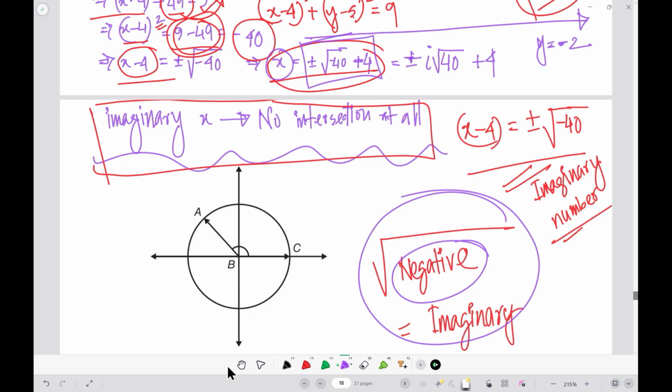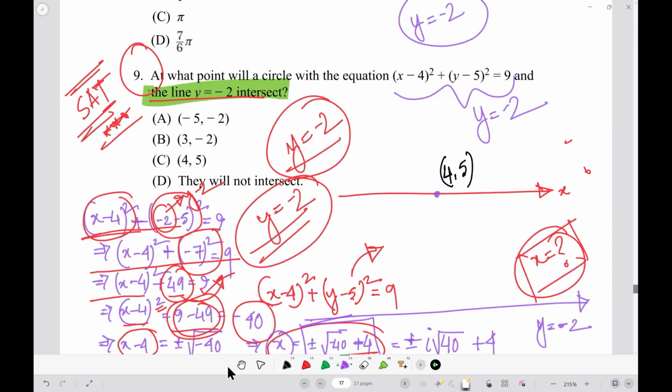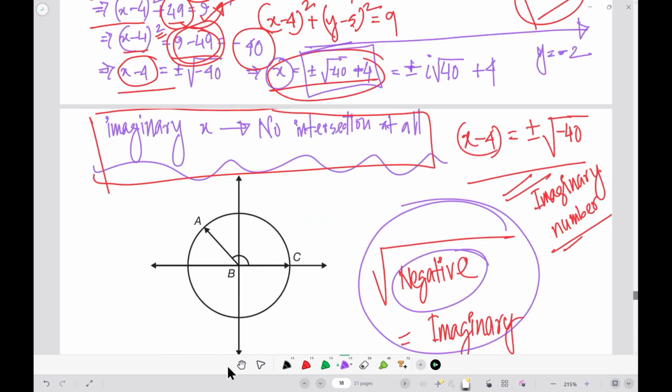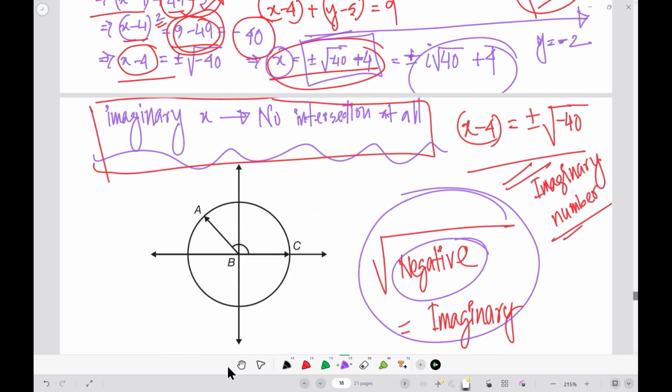So it's an imaginary number. And an imaginary number doesn't have any kind of intersection. And that's why they will not intersect, because the value of x is imaginary or complex. Actually, it's a complex number. x is here a complex number.